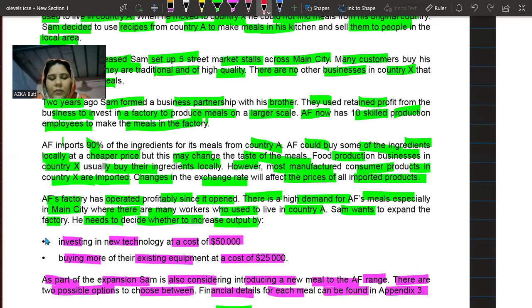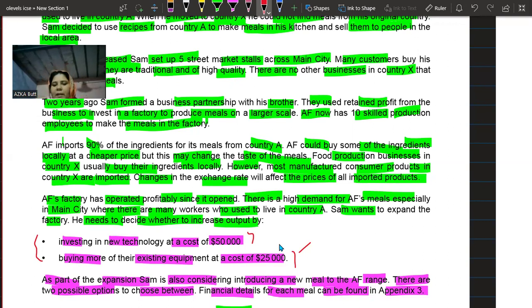Okay. So we have the first option, investing in new technology at a cost of $50,000, and buying more of their existing equipment at a cost of $25,000. So if you see, the cost is higher in terms of new technology, and lower in terms of existing equipment. If we go with the cost, since the business is new, maybe it would not be suitable to invest a lot of money at the start of the factory. So we should maybe go with the second option.